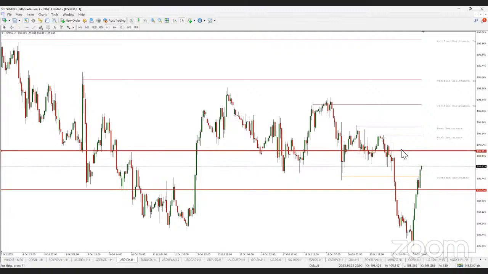But if you don't want, you can leave it. So with that, I am going in for an instant buy on dollar index. For USDIDX, I am buying at the current market price.